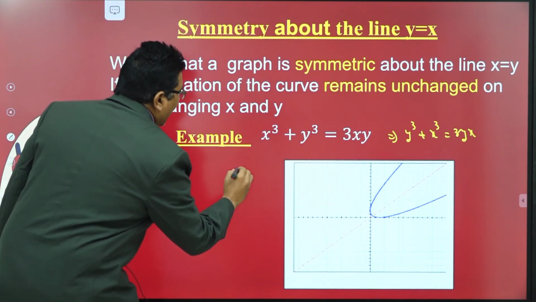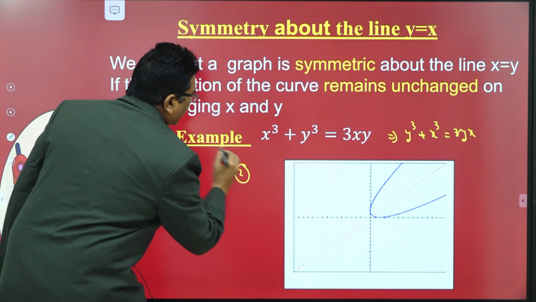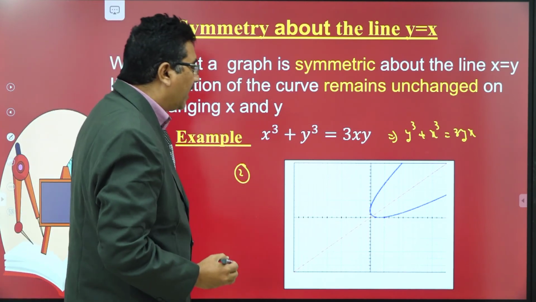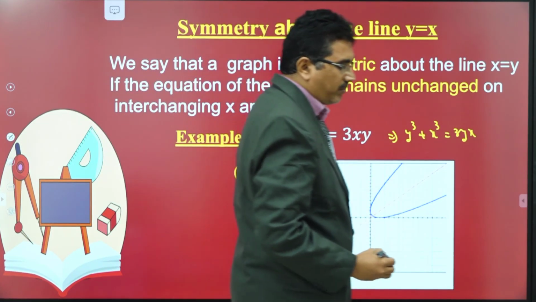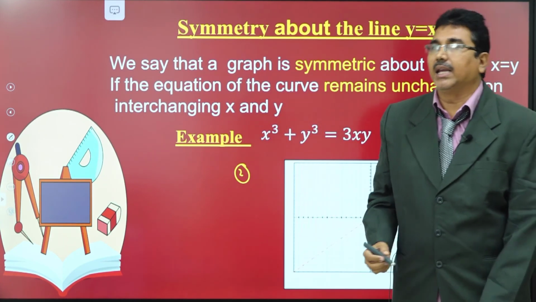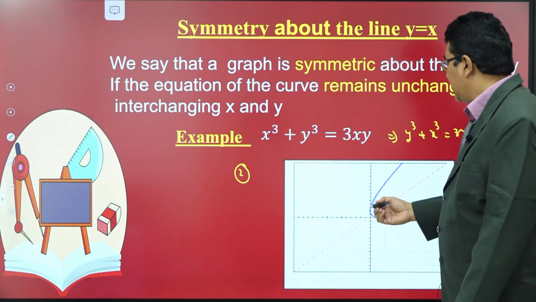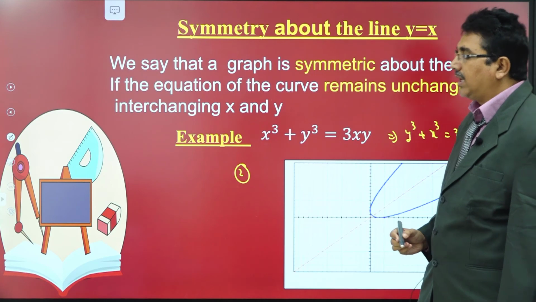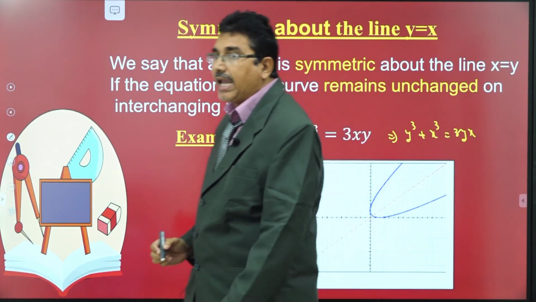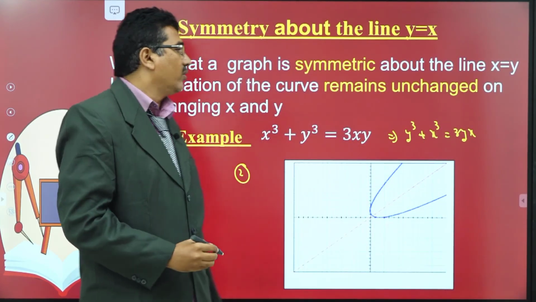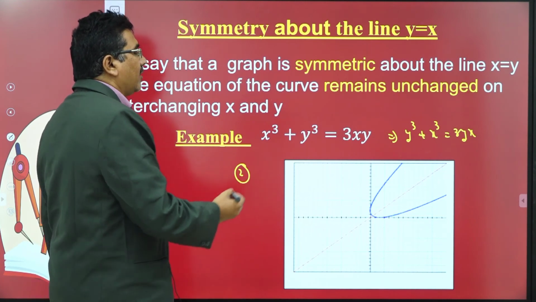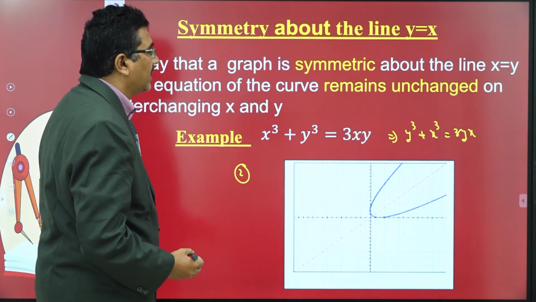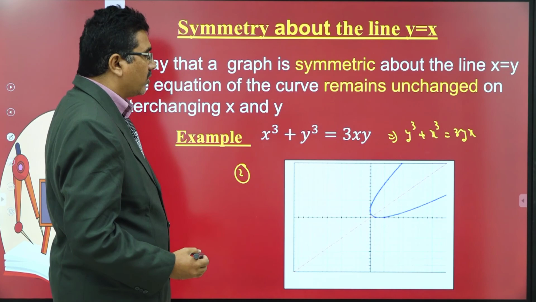Now see another example too. This is the parabola. This is the line y equals x. Clearly, the parabola is symmetric about the line y equals x.